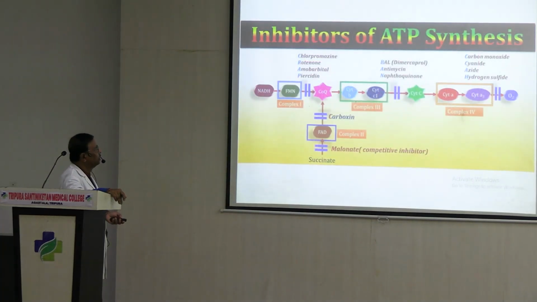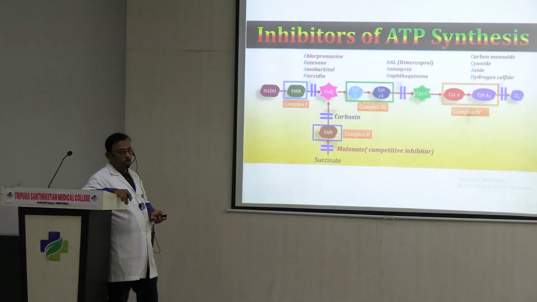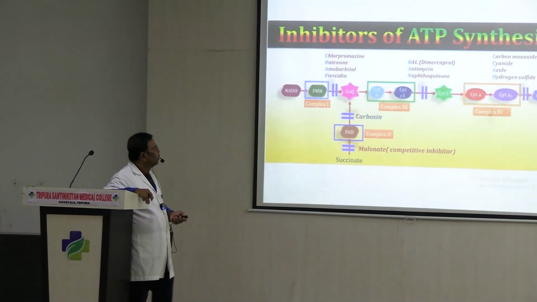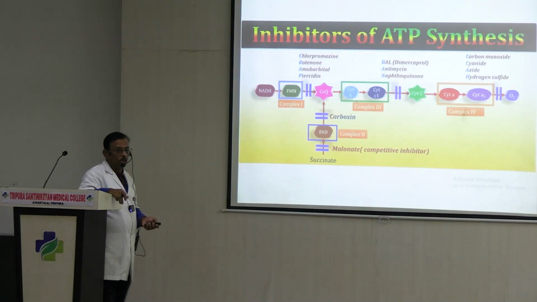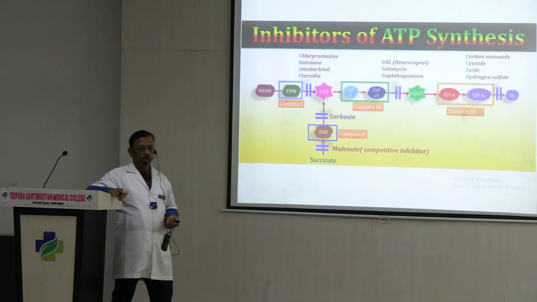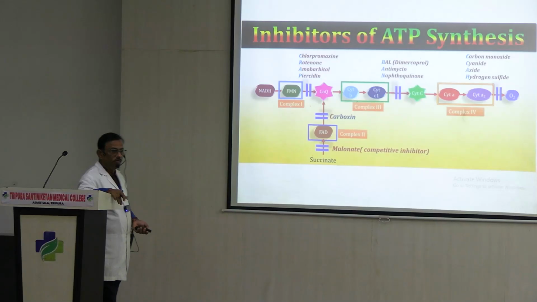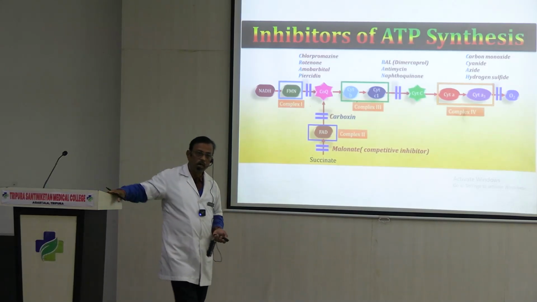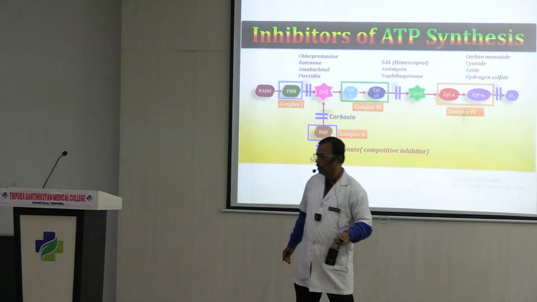Now comes inhibitors of ATP synthesis. If it is said inhibitors of ATP synthesis, then you have to give all the inhibitors of the electron transport chain and uncouplers. What are uncouplers? We will see now. And if you are asked only for uncouplers, you will mention only the uncouplers. Now let's see what that is.